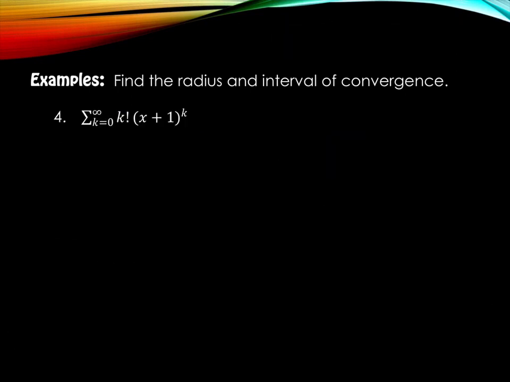Okay. Let's take a look at this one. Again, the directions are the same: radius and interval of convergence. Still using the ratio test now. I know you have to leave, but you'll check it out later. It'll still be the ratio test when you do that too. So we're going to use the ratio test.